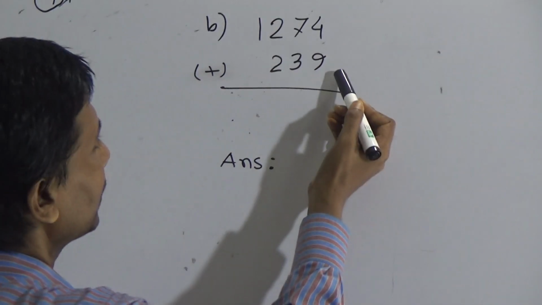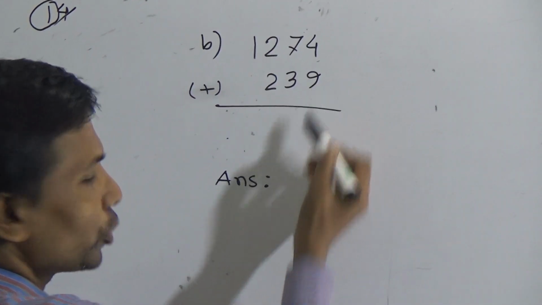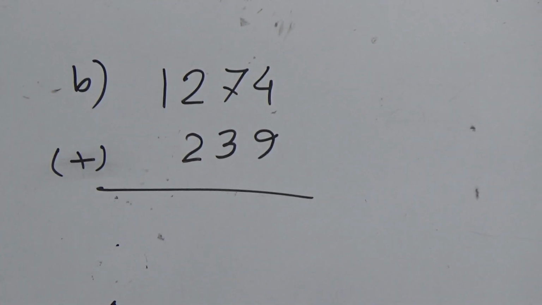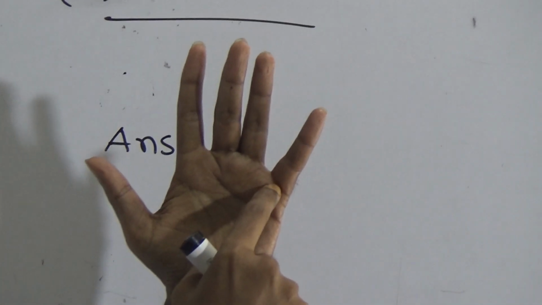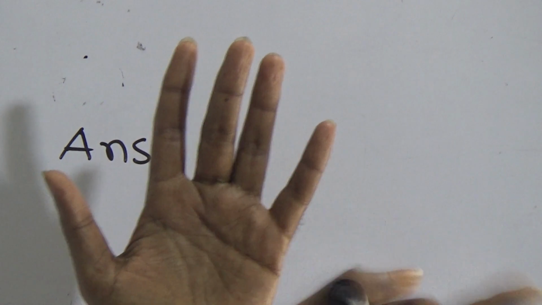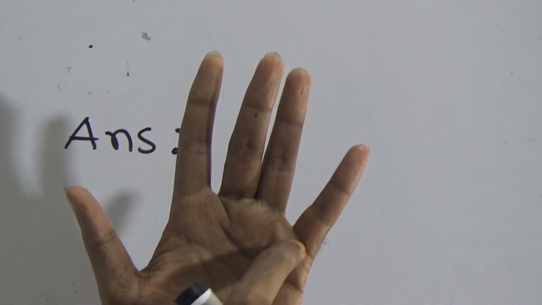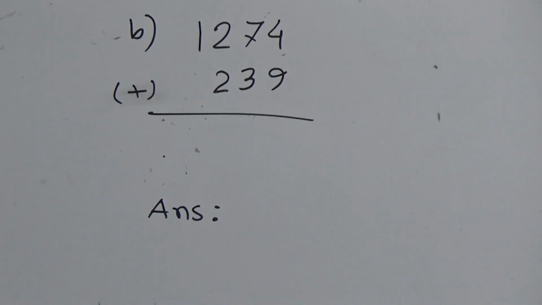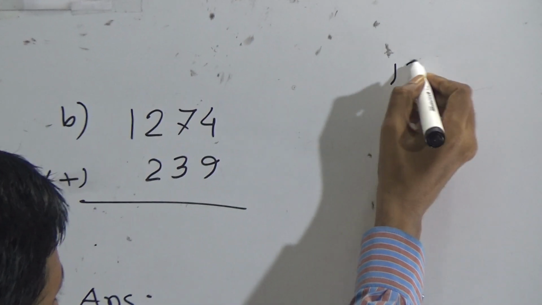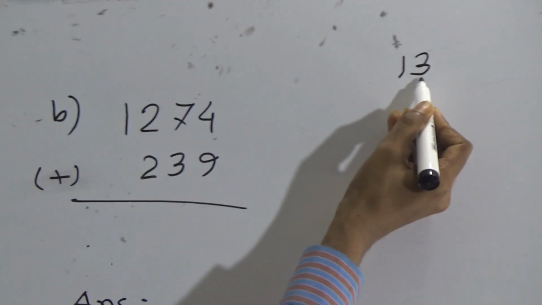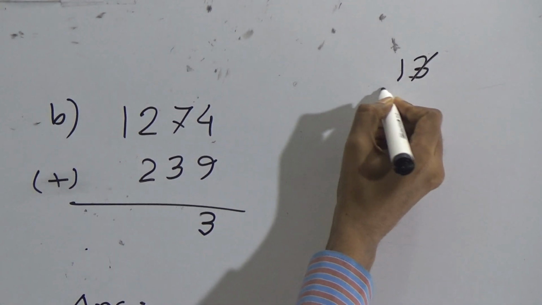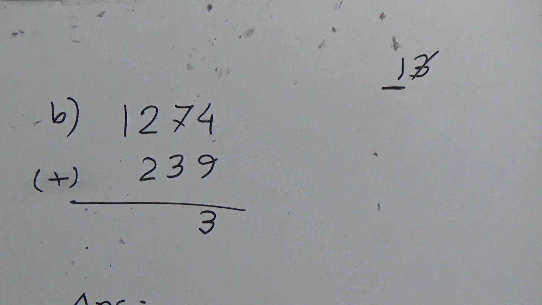Suppose this is 9 and this is 4. As this is the bigger number, I take it first. So 9 plus 4 equals what? You again count 9, 10, 11, 12, 13. Just understood? This is 13. You write this 3 here and you have 1 in your hand.